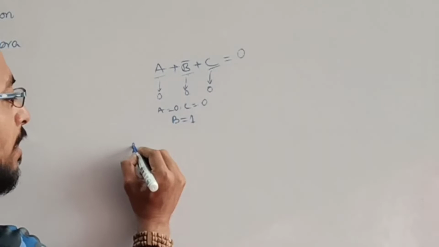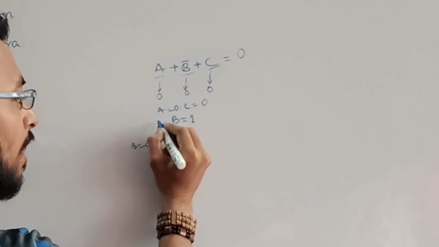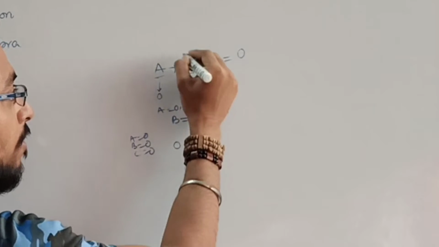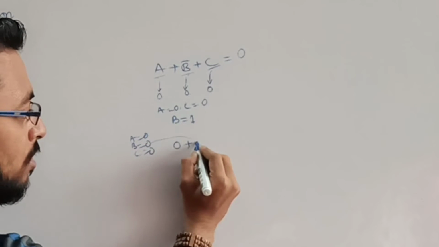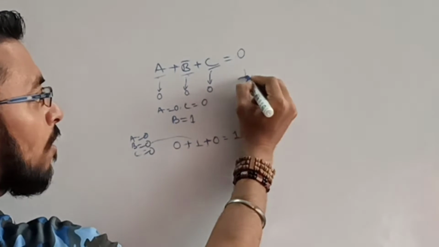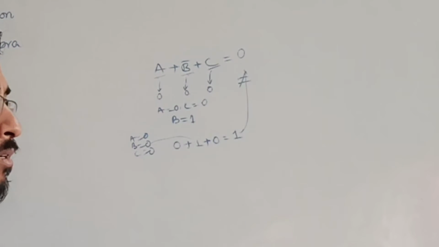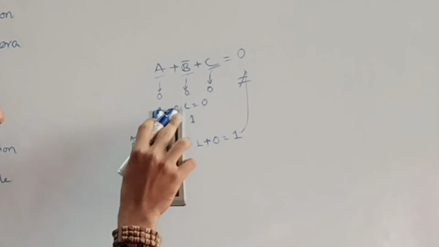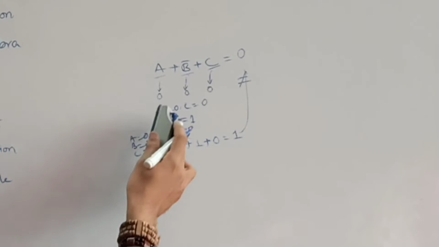If I take my b equal to 0, then what will happen? Let's take a equal to 0, b equal to 0, c equal to 0. Then a is nothing but 0, plus b bar, the bar of 0, which is nothing but 1, plus c equal to 0. It will give me a value 1. It is neither going to give me a value 0. So for that, remember, when a bar is there, you have to take the inverse. Since here a and c are 0, for b you have to take the inverse of 0, which is nothing but 1.